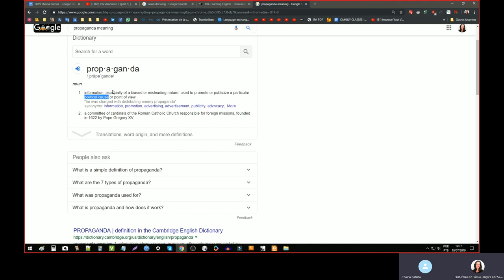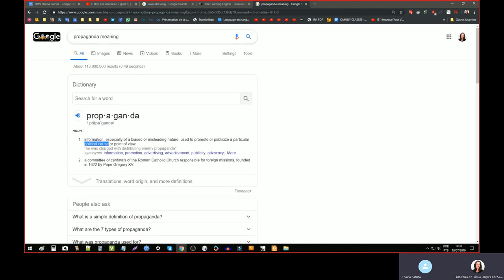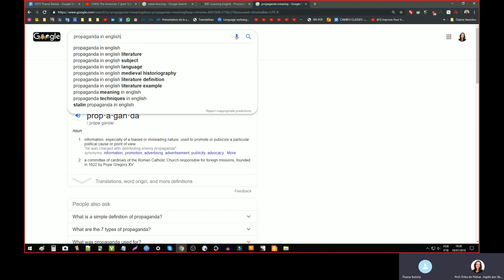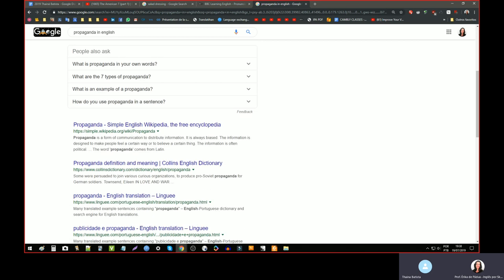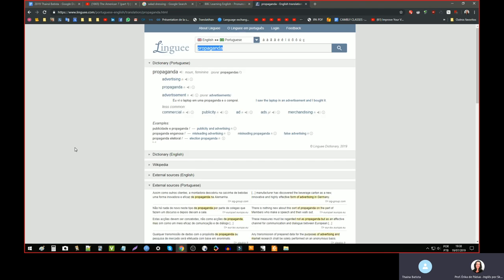It's information, a nossa propaganda, né? It's information that tries to convince people to buy a product. But in the case of the word propaganda, it serves a political cause. Okay, so it has to do with politics. So, propaganda. Advertisement? Yes, I think it would be. Advertisement is better. You can shorten it and say ad, okay?